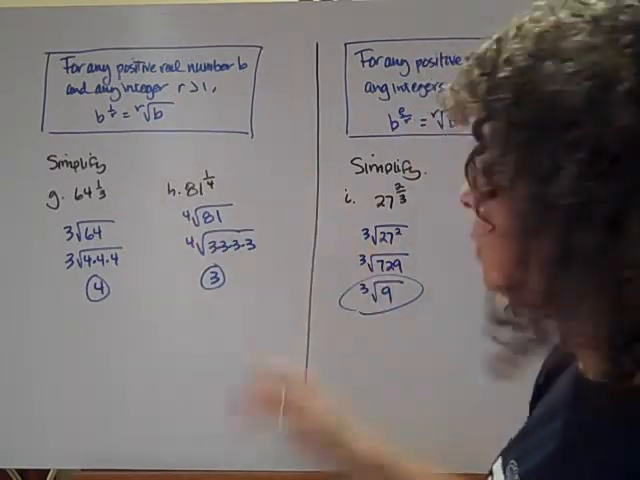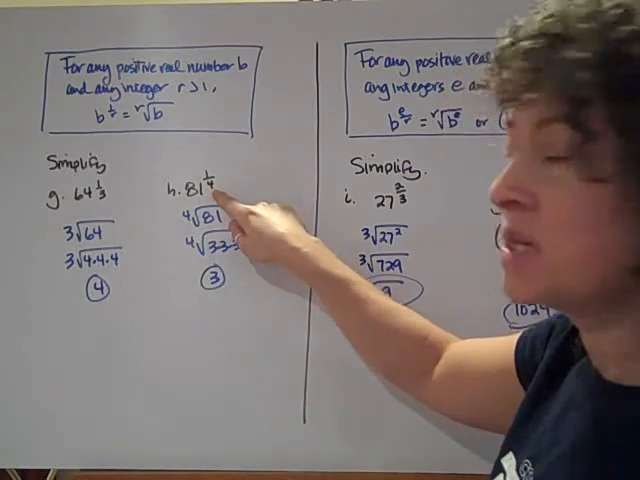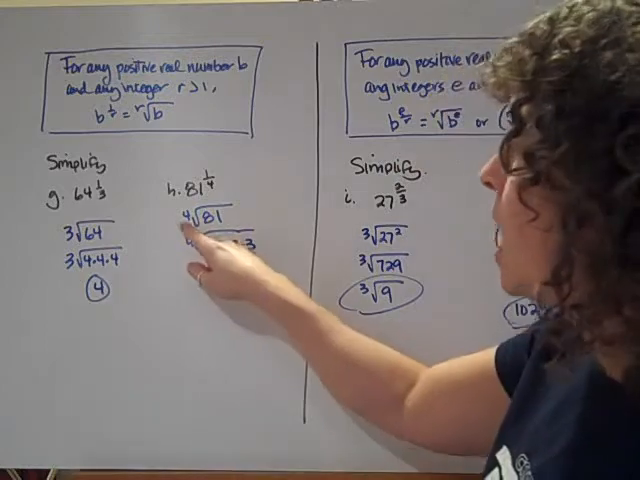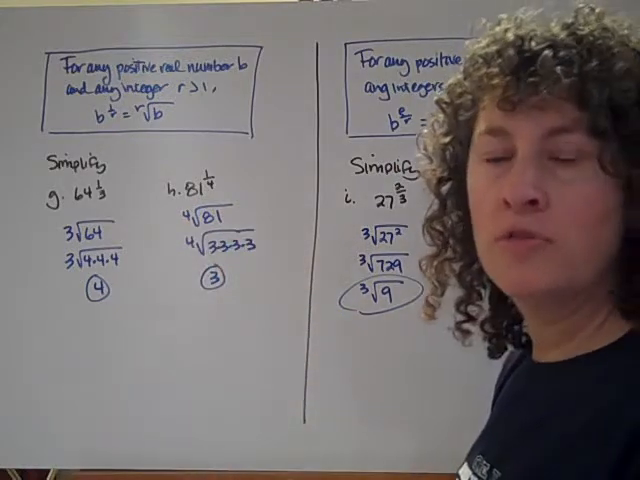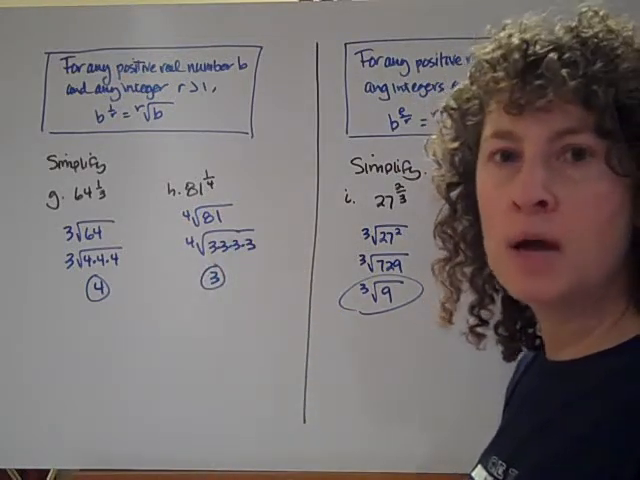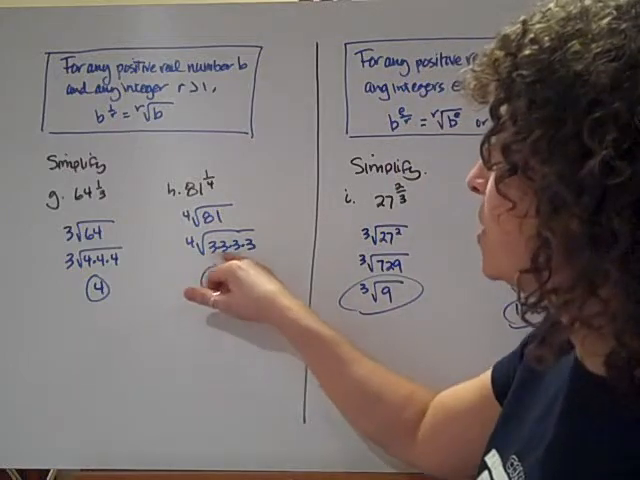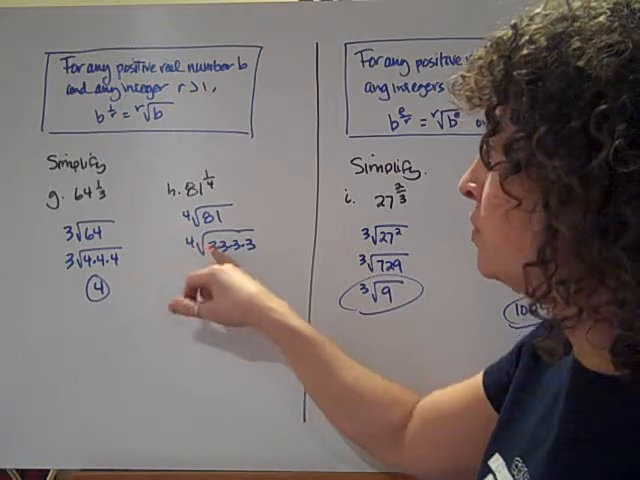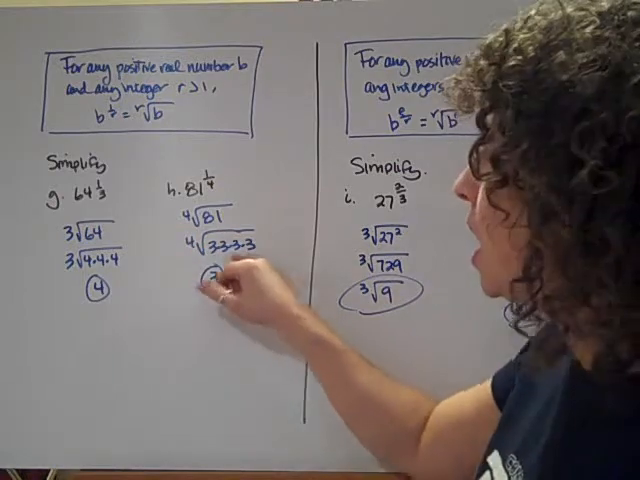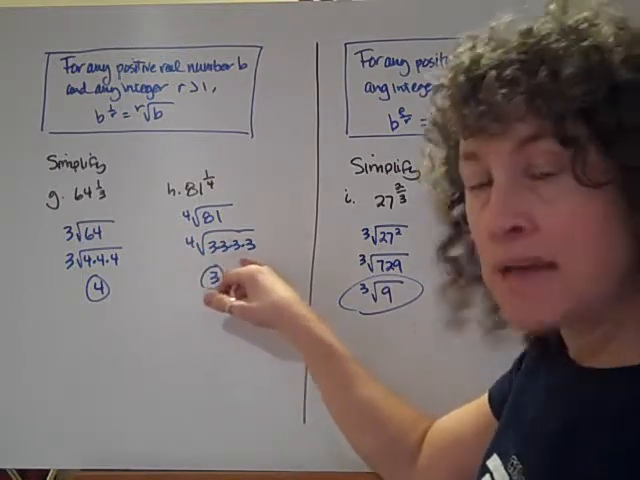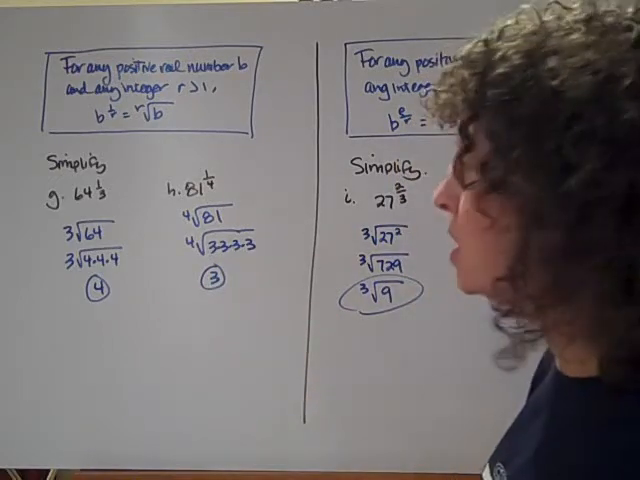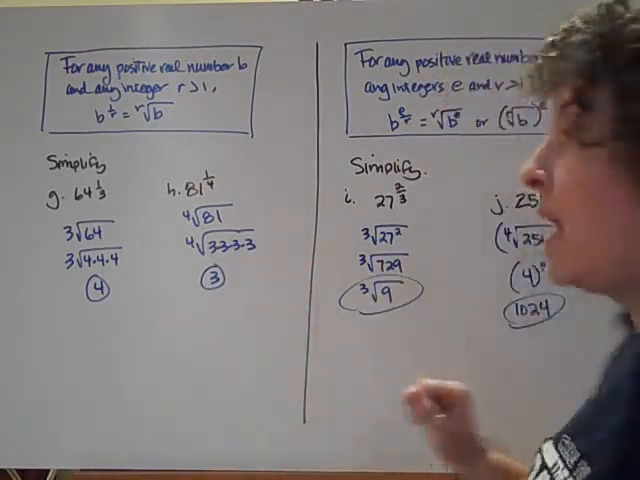81 to the 1/4 power. So again, this is basically our root here, the 4. So I put the 4 on the outside of my radical symbol. I'm looking for the fourth root of 81. So I'm looking for what can I multiply by itself 4 times to get 81. Well, that would be a 3, because that's 3 times 3 times 3 times 3. So the fourth root of 81 would be 3. As we get comfortable with these, you do not need to write this out this way. I'm writing it out this way just so you can see why that is working the way that it is.